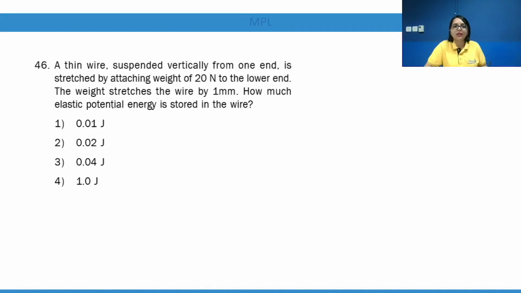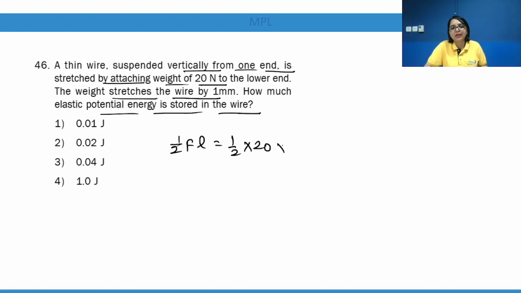46th question. A thin wire suspended vertically from one end is stretched by attaching weight of 20 Newton to the lower end. The weight stretches the wire by 1 millimeter. How much elastic potential energy is stored in the wire? So it is half Fl. So half F is 20 and l is 1 millimeter, so this is 10 power minus 3. So it is 10 power minus 2 joule, which is equals to 0.01 joule, which is option 1.